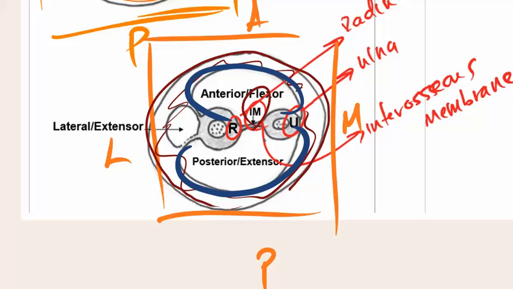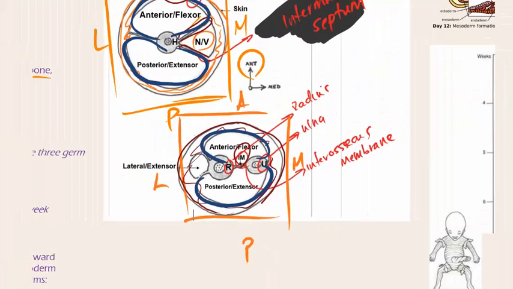Yeah, Moses. Question: if your radius is in that position and the ulna is right there, shouldn't the posterior be the anterior, and the anterior be the posterior? Can it be your left hand? Oh, yeah, the left hand. Okay. Cool.